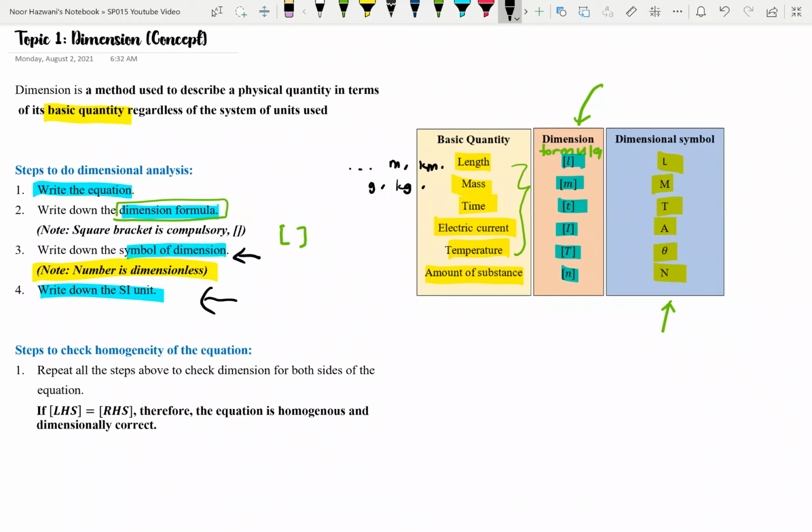Okay, so maksud you have to do all. Sebab apa? Sebab bila kita bagi lebih, it's fine. Okay, dalam cara jawapan kita, jangan kita bagi kurang. You will lose your marks. Okay? Okay, itu adalah step untuk buat dimension analysis.